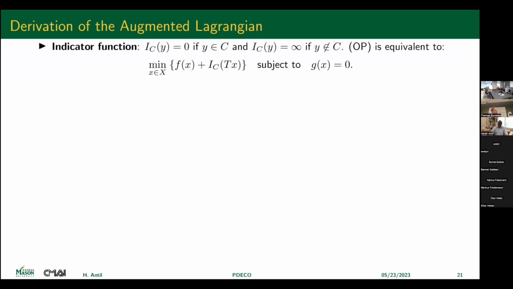Now, let me try to give a quick derivation of this augmented Lagrangian that I mentioned. Again, we are going to keep the equality constraints explicit, and we will augment the inequality constraints within the augmented Lagrangian framework. So I'll quickly recall the definition of the indicator function, which is written here. If you're in the set C, convex set C, then the indicator function is 0. If you're outside the set, then this is infinity. I can rewrite my problem equivalently. Again, this is exactly the same problem as before. I'm just adding this indicator function to my objective function.